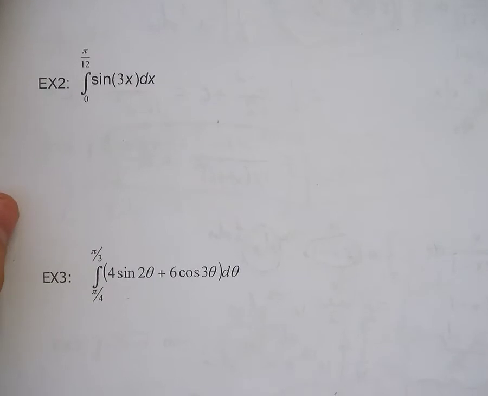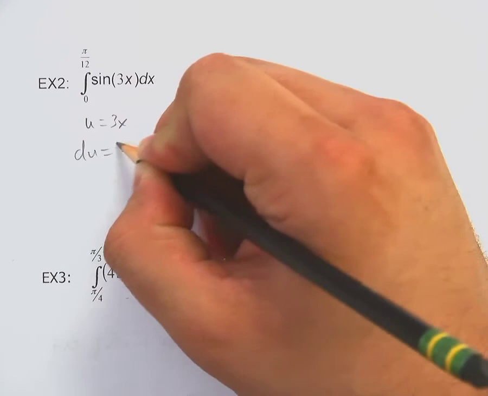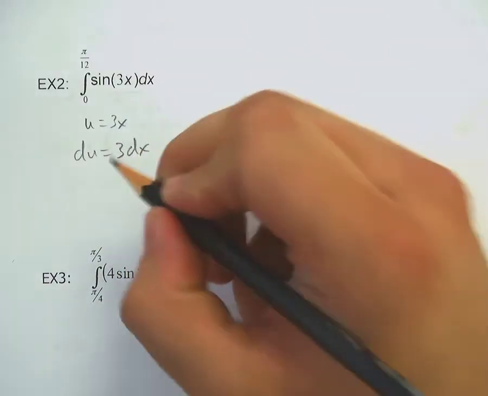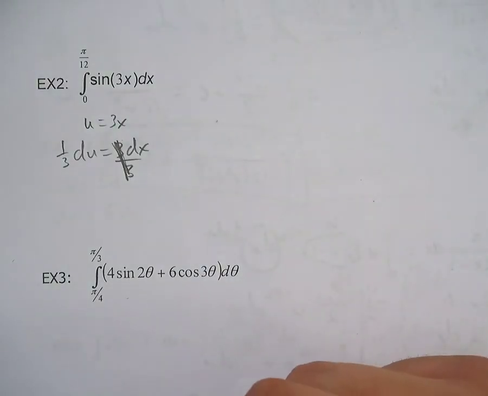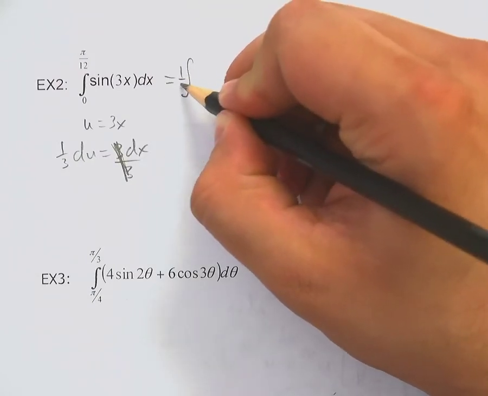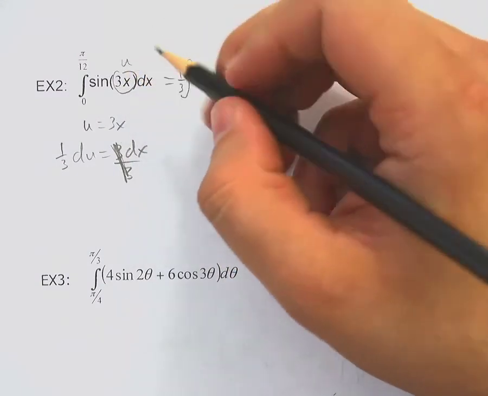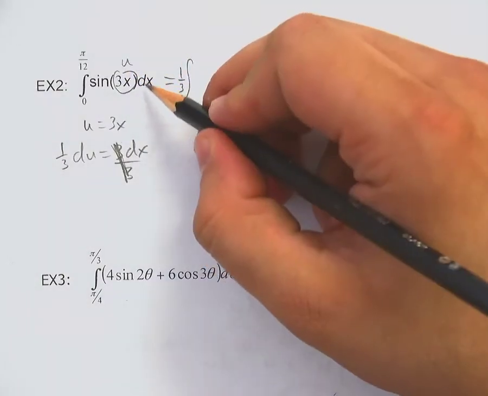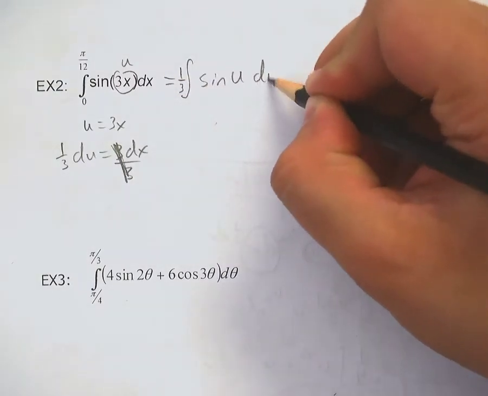All right, example 2, the integral from 0 to pi over 12 of sine of 3x. So the first thing I need to identify is my U, which is 3x. So du is 3 dx. Divide by 3, which is 1/3 du. So I'm going to change this to the integral with my 1/3 out front. This is u, and du is 1/3 dx. So this is going to be the sine of u du.